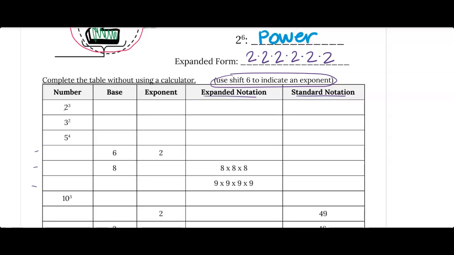So when we look at this one here, 2 to the third power, our base is 2. Our exponent is 3. So when we write it in expanded form, we're going to write 2 3 times. We're going to multiply 2 times itself 3 times. And then we're going to write it in standard notation. So you do 2 times 2 is 4. And then 4 times 2 is 8.